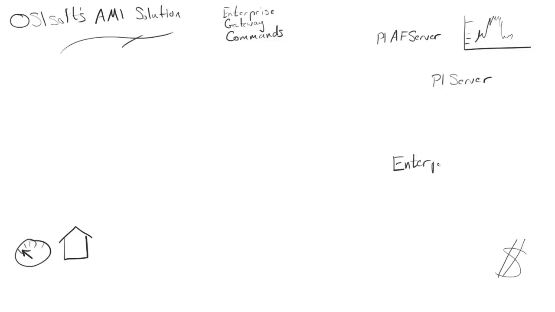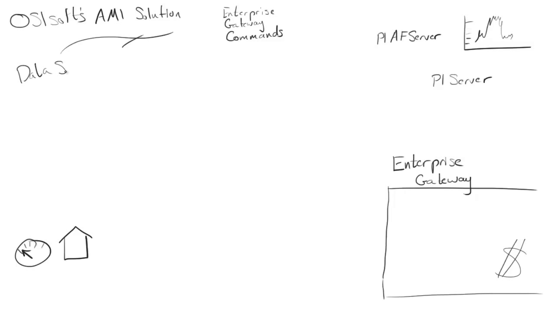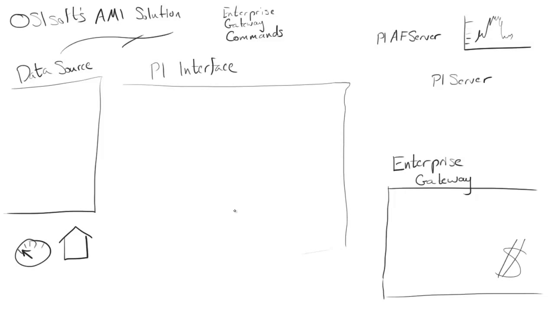Okay, now the Enterprise Gateway machine is housed on a server just like the other pieces of the AMI solution. There's also the data source that's housed on its own machine, and the Pi interface, which hosts the Pi SCC application. So these all have their own machines.